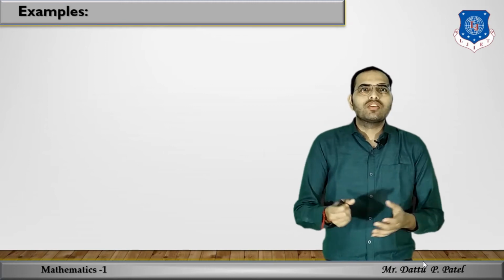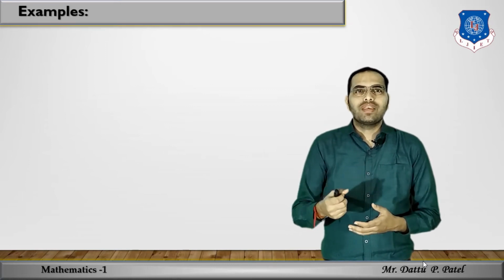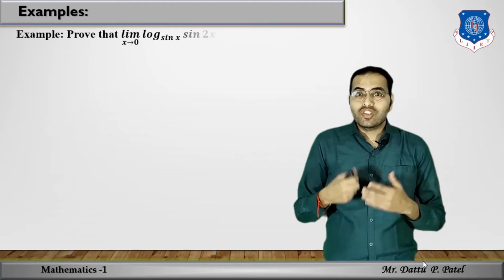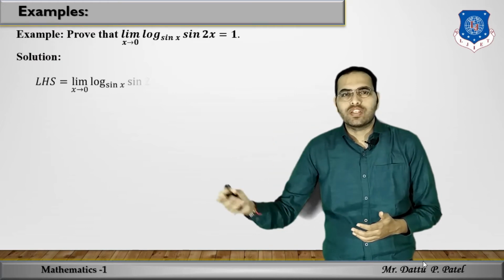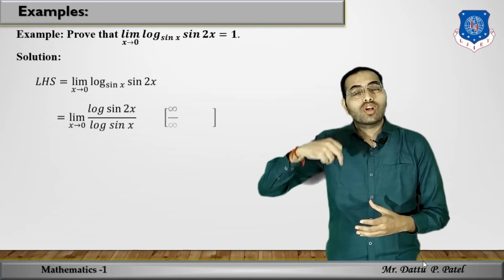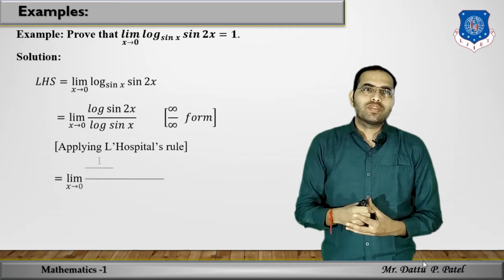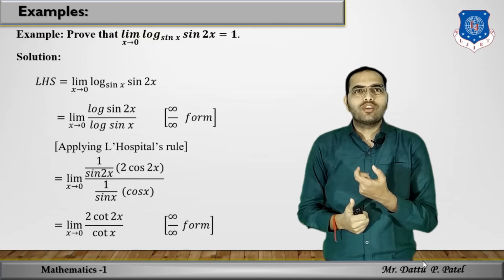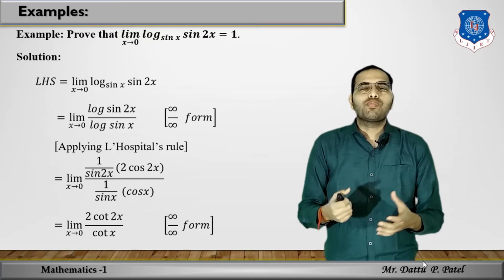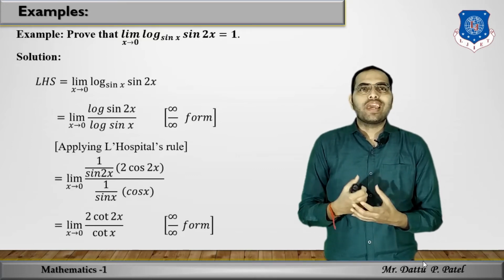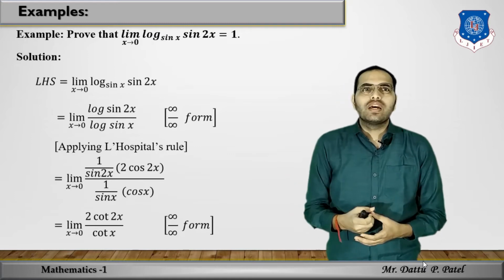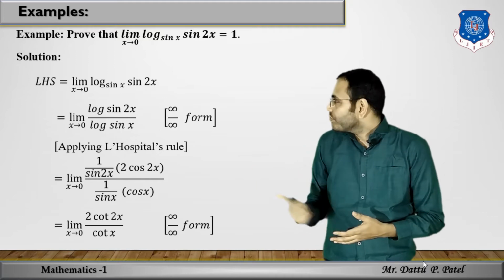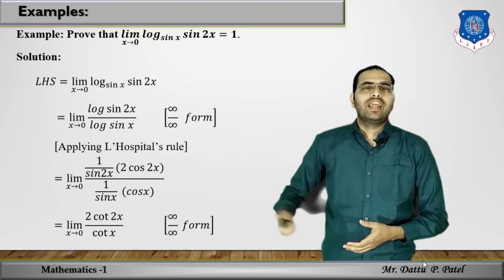Prove that limit x tends to 0 of log sin 2x base sin x equals 1. This type of example is not directly an indeterminate form, so we have to convert it into the form of an indeterminate form. Here LHS equals limit x tends to 0 of log sin 2x base sin x. Then with the help of the properties of logarithm, which is change of base, it becomes limit x tends to 0 of log sin 2x by log sin x. That is our infinite by infinite form.